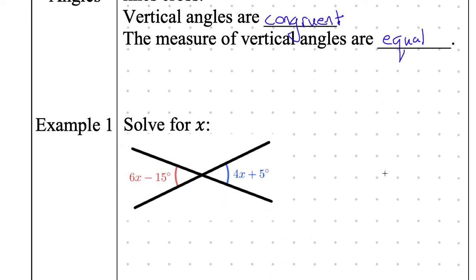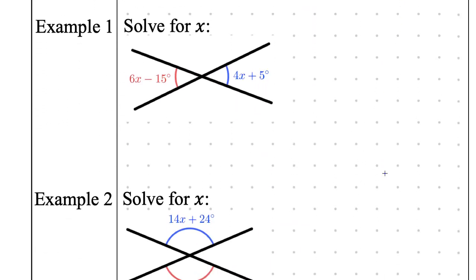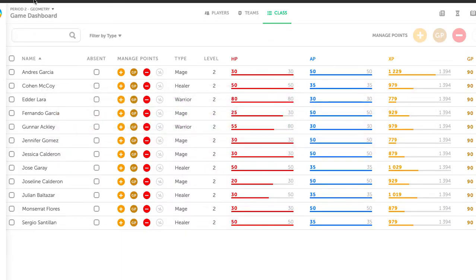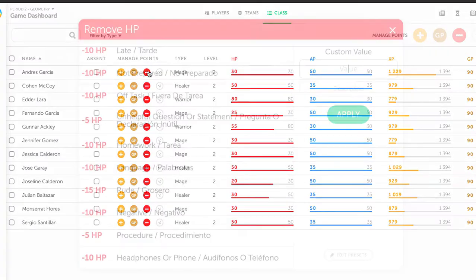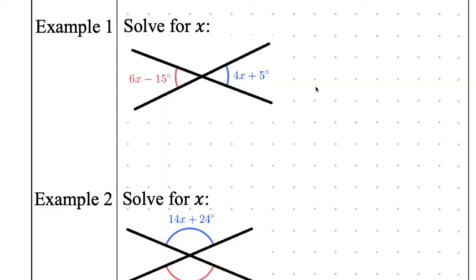All right, so we're moving down here to example number 1. Solve for x. Well, this expression and this expression must be what? We're talking about the measure of the angles. So the measure of these angles must be, quiet raised hand. Andres. The measure of these two vertical angles must be, yes, Andres. Equal. So I'm going to say this equals this. It is 50 XP, Fernando, if you didn't catch that.